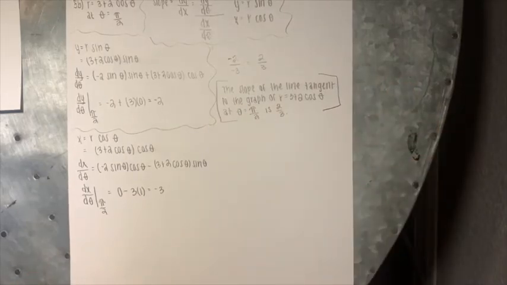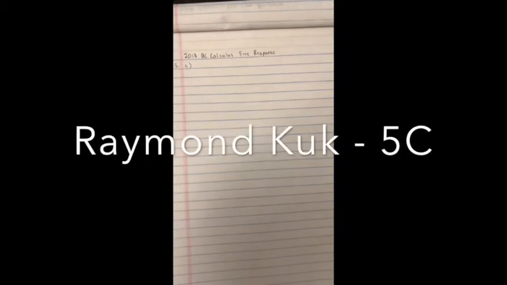Hello, my name is Raymond, and I'm going to be doing question number 5, part C of the 2018 AP Calculus BC free response questions. For this question, a particle moves along the curve r equals 3 plus 2 cosine theta for 0 less than theta less than pi over 2. The particle moves in such a way that the distance between the particle and the origin increases at a constant rate of 3 units per second.